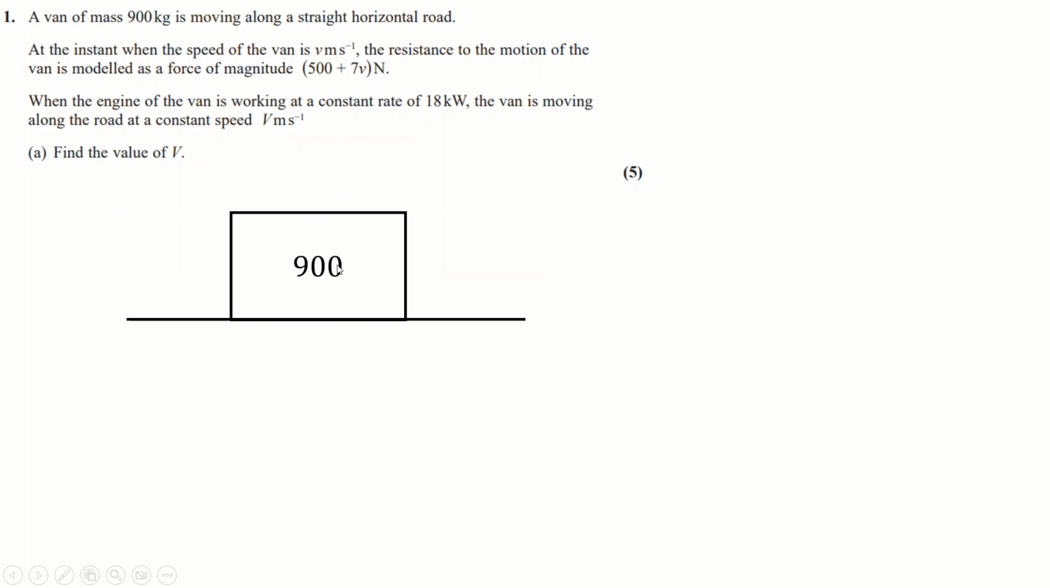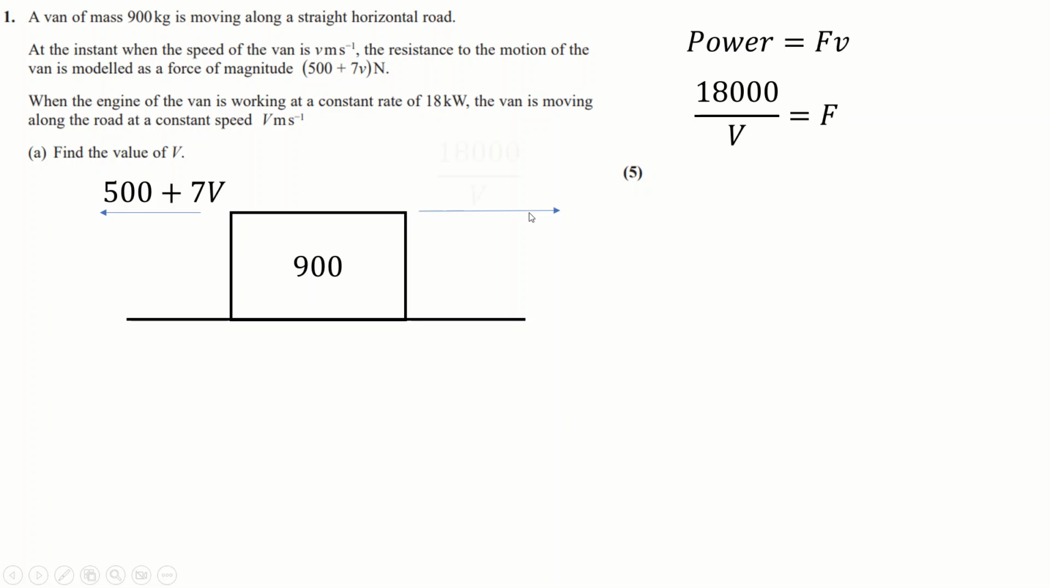Van mass 9,000. Got resistance this, speed is big V, so I'm just going to shove big V into there, and those are my resistances. I've got a work rate forward of 18,000. Of course, power equals FV. Divide by V, which is just capital V, we get the force forward is this, so we'll put that there. That's the force forward, and then we just set up F equals ma.